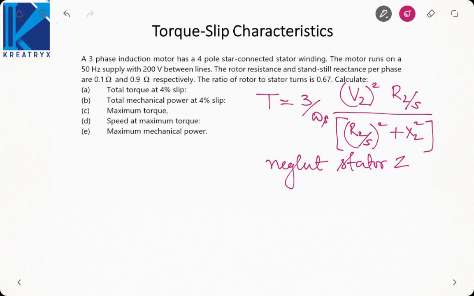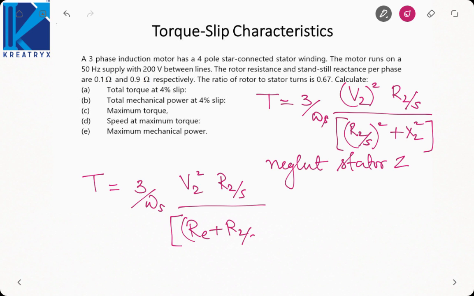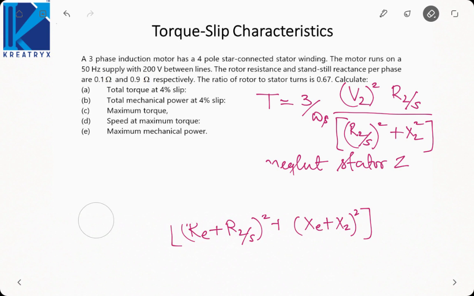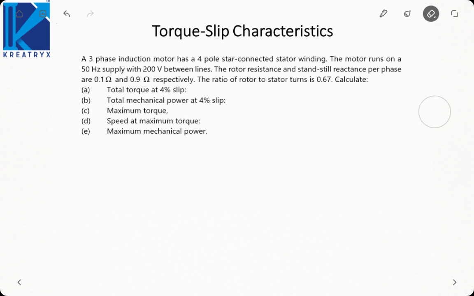If you consider stator impedance, then you need to find Thevenin resistance and Thevenin reactance. Then this formula shall become 3 by omega s, V2 square, R2 by S, over (R equivalent plus R2 by S) whole square plus (X equivalent plus X2) square. Okay, that is the basic of the torque slip characteristics. Now, let us see the problem.